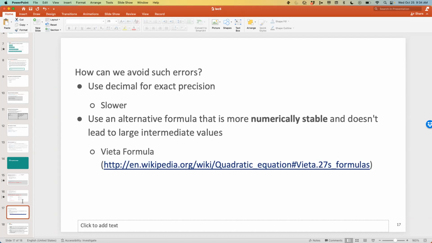This is beyond the scope, so if you're interested, go and check it out. I just want you to be aware of such an error that could exist, even though we are not dealing with floating point numbers.